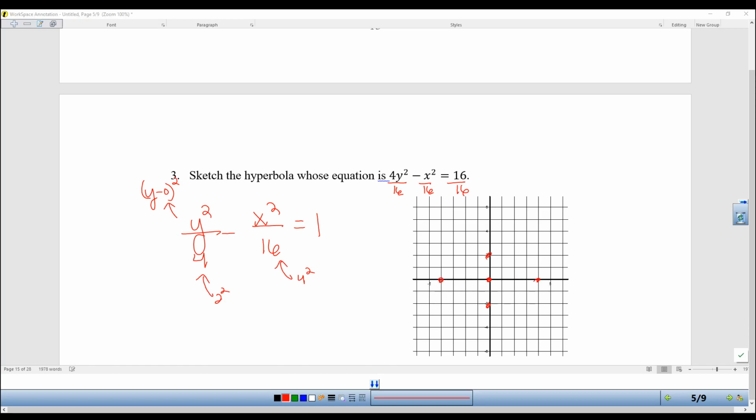If this were a plus, I would be doing an ellipse, and I would draw it and be done. But since I'm doing a hyperbola, instead of making an ellipse, I'm going to make a rectangle. Once I have my rectangle, I can draw my asymptotes.